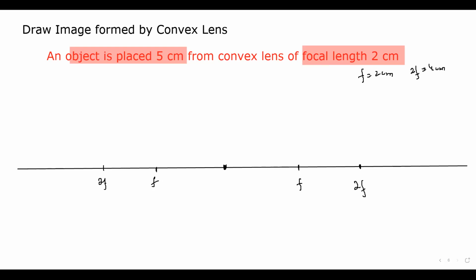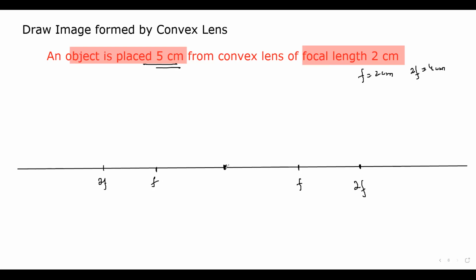Now the object is placed in the question. They mentioned an object is placed 5 centimeter, but they did not mention whether the object is on the right hand side or left hand side. So if they did not mention, it's up to you.